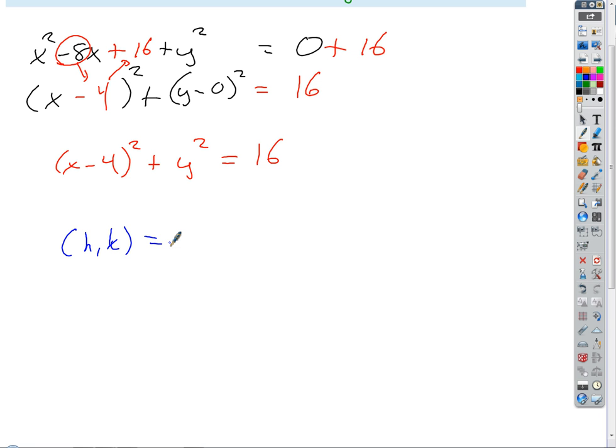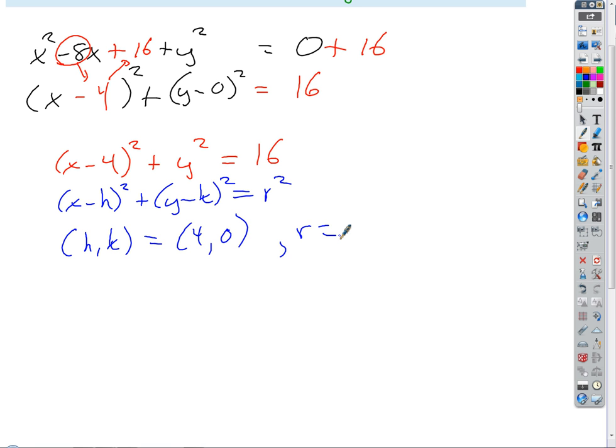What's h? Not negative 4, positive 4, right? Because we're just going to compare this to the standard form, x minus h squared plus y minus k squared equals r squared, right? So what's the number being subtracted from x? 4. What's k? What's the number being subtracted from y? 0. So there's the center, right?